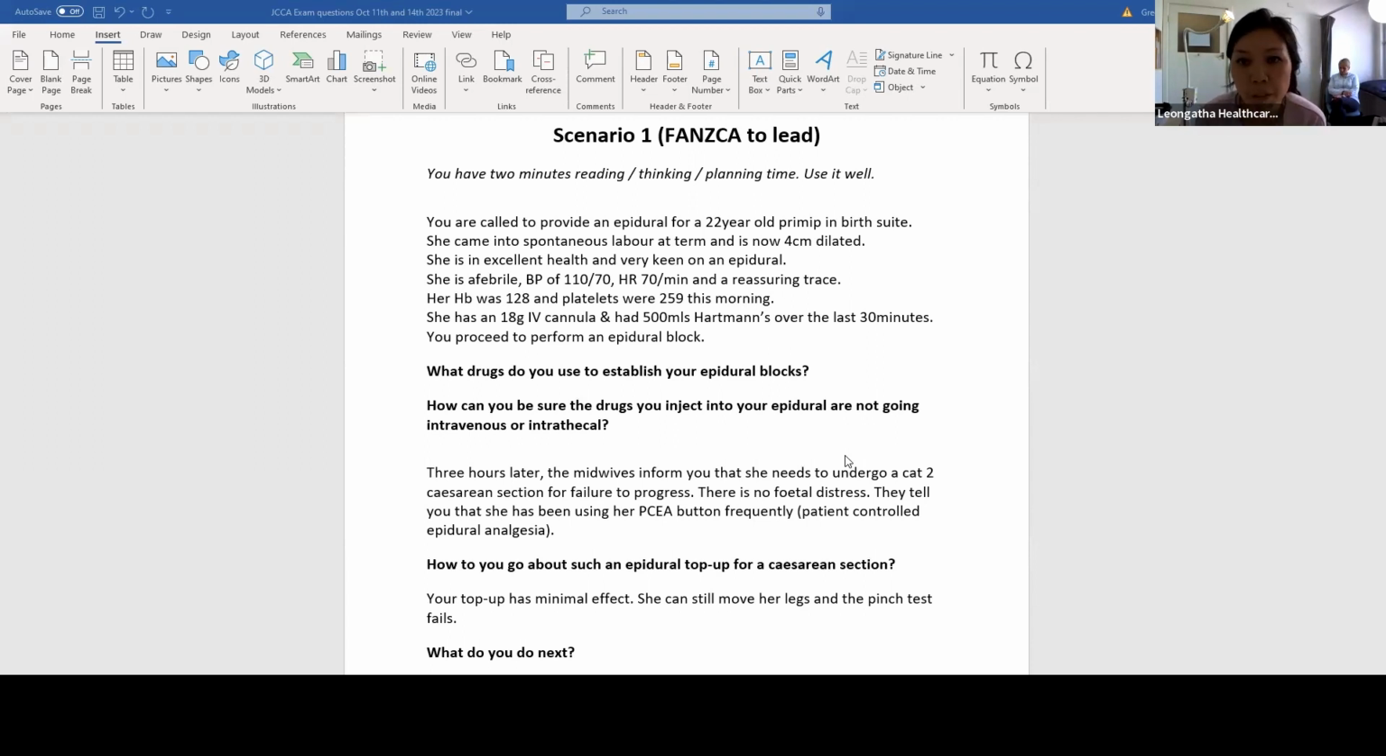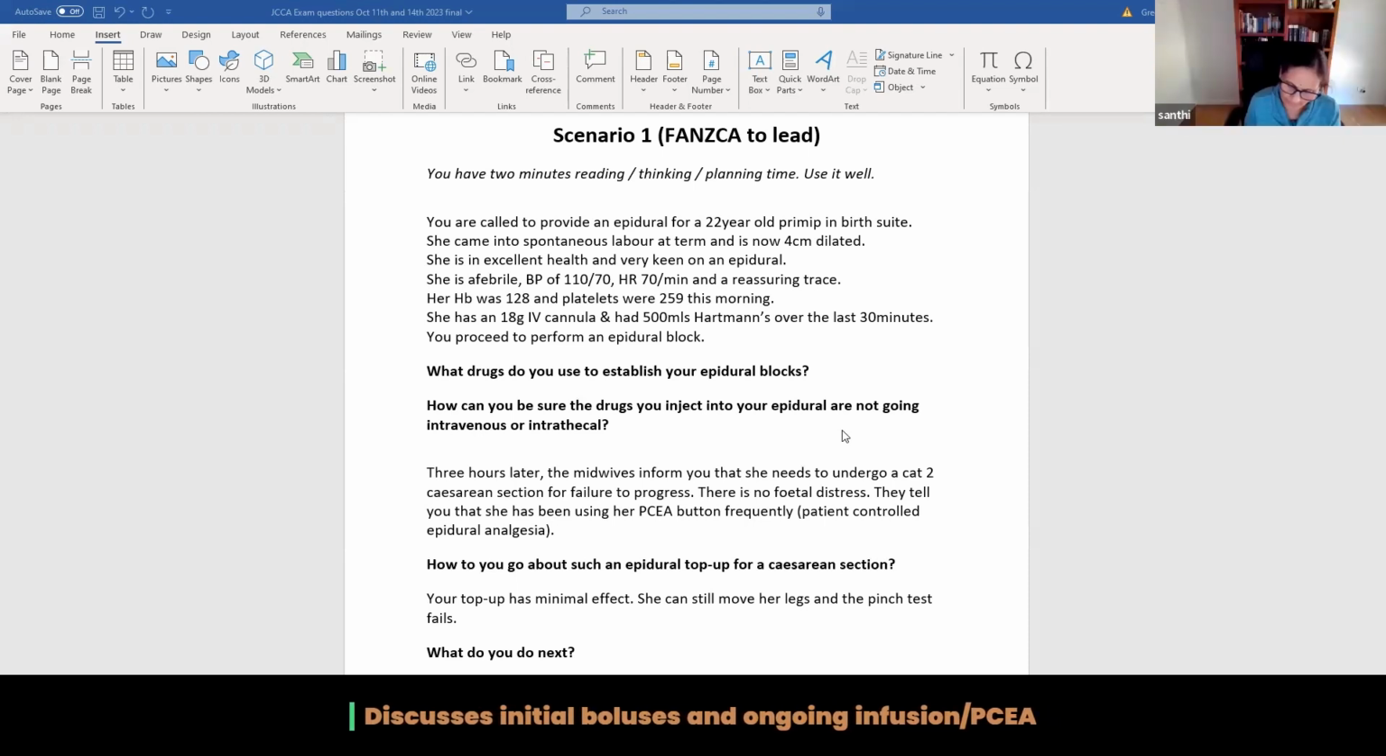And then I give 7 mils as a bolus dose. And then I connect the infusion, which is also 0.2% ropivacaine and 200 mics of fentanyl in a 100 ml bag. And I run it at 6 to 8 mils, between 5 to 12 mils, with 5 ml boluses every 15 minutes. So you use a PCEA? Yes.